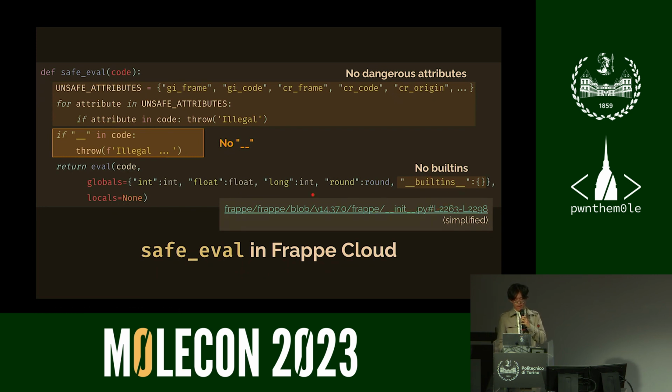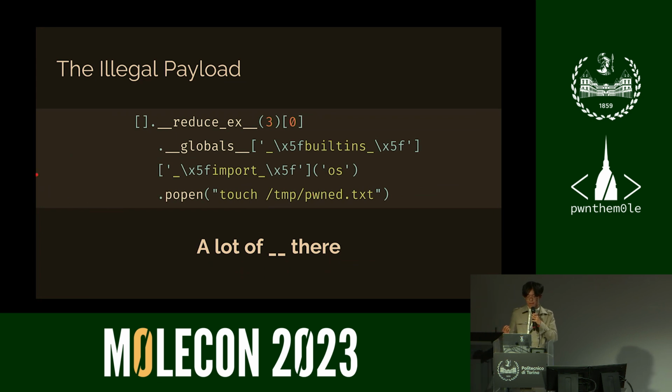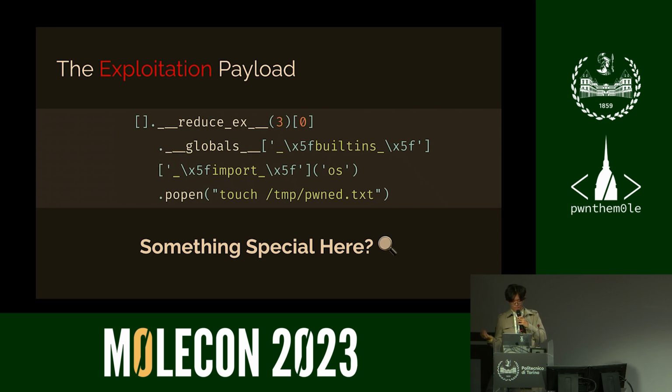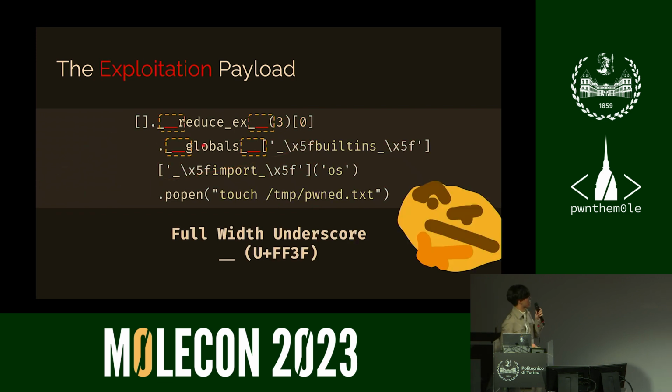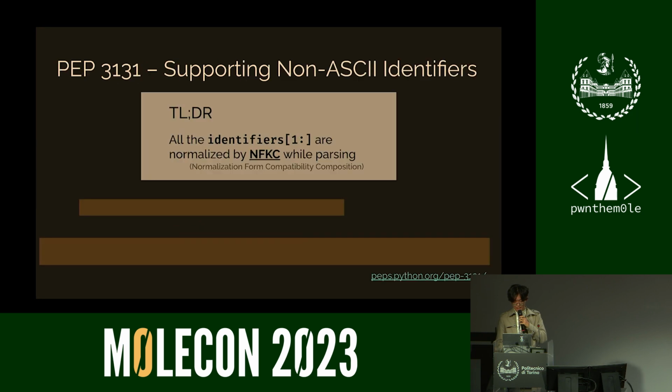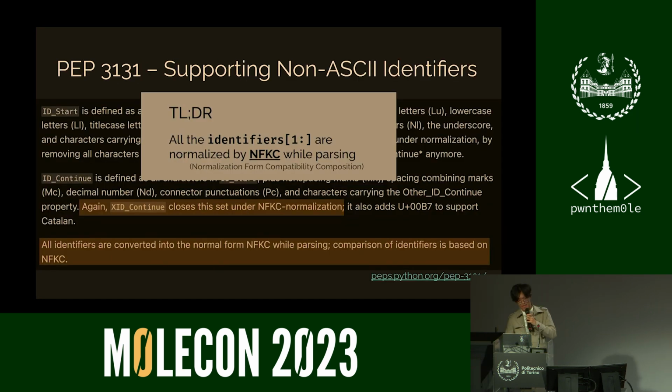So how can we exploit it? Here is one illegal payload, and it will fail, because there are a lot of double underscores here, four of them. And this is an exploitable payload. Can you find something special here? 3, 2, 1. Okay, here are four underscores, but they look different. Yeah, it's pretty weird. Is that valid Python syntax? Yes, it is. Let's read the documentation.